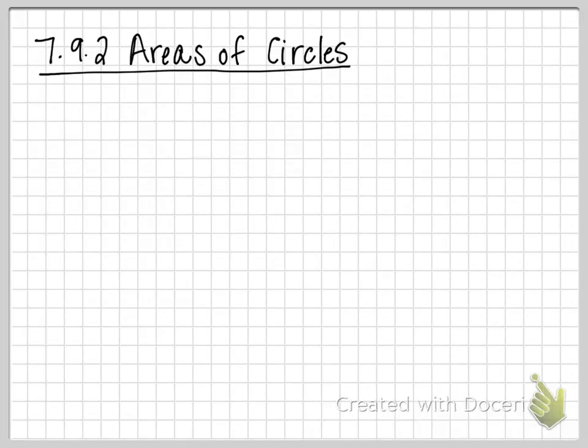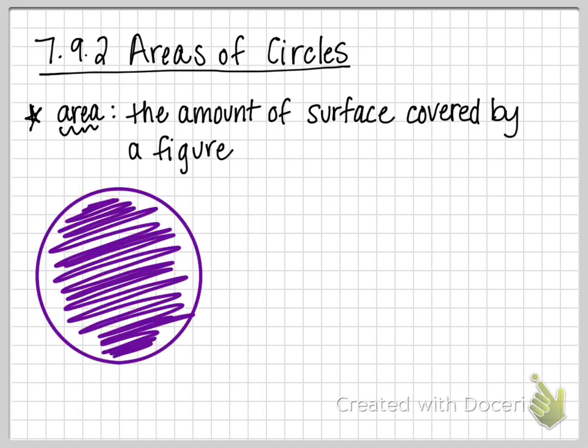All right, 7.9.2 is all about areas of circles. So our last lesson, we talked about circumference of a circle, which is just literally the distance around the outside of a circle. So sort of the length, if you broke a circle apart and laid the outside of it flat, just how far that distance is around the outside. Area is slightly different. The area of a circle is the amount of surface covered by that circle.